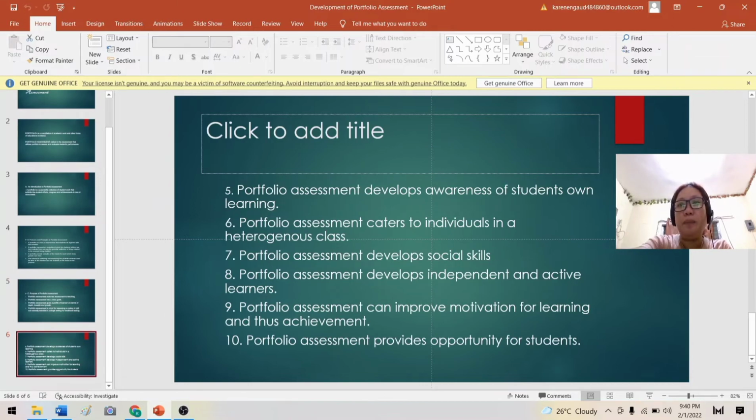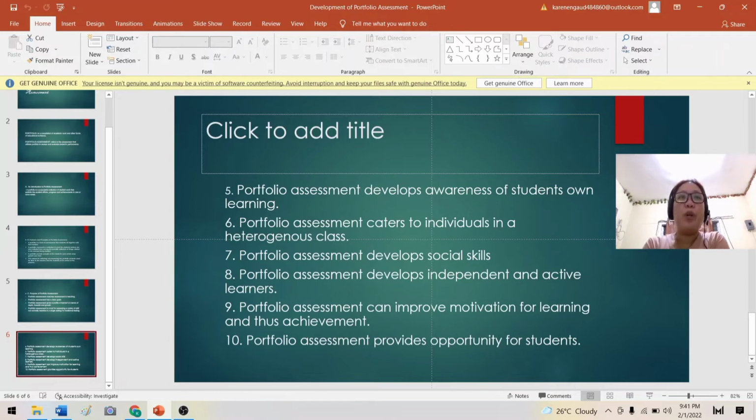Next is portfolio assessment develops awareness of students' own learning. Nasabi ko na rin kanina, it is the responsibility of the students. It is his or her duty to their own learning. Kung halimbawa, mababa ang kanyang score ngayon or yung nakuha niya, dapat make sure na sa next he or she has this determination na matuto at tumaas pa yung score niya.